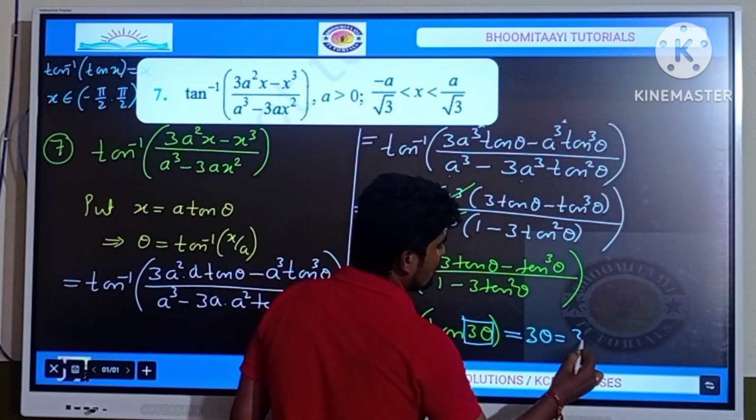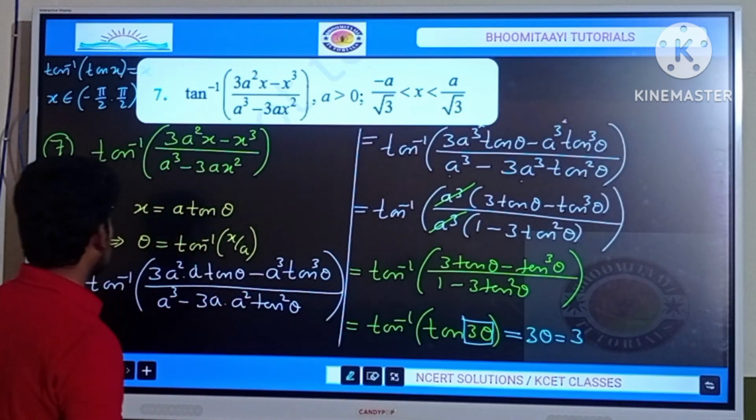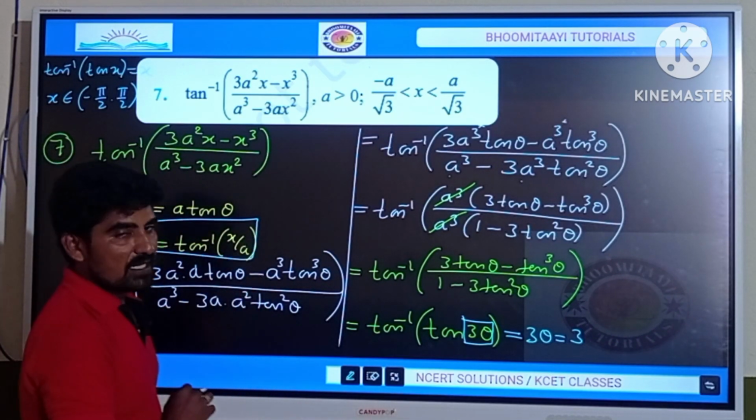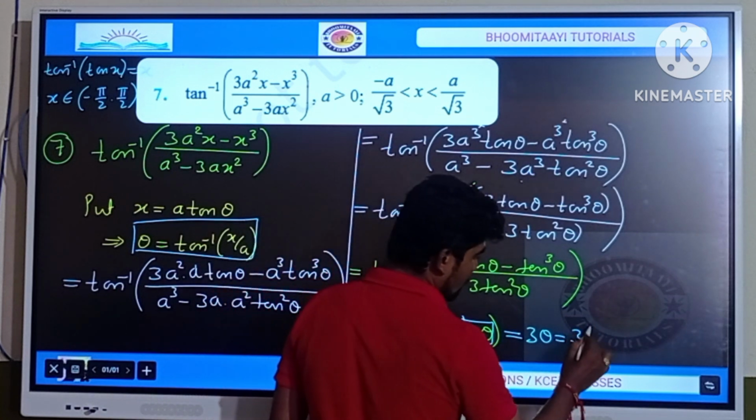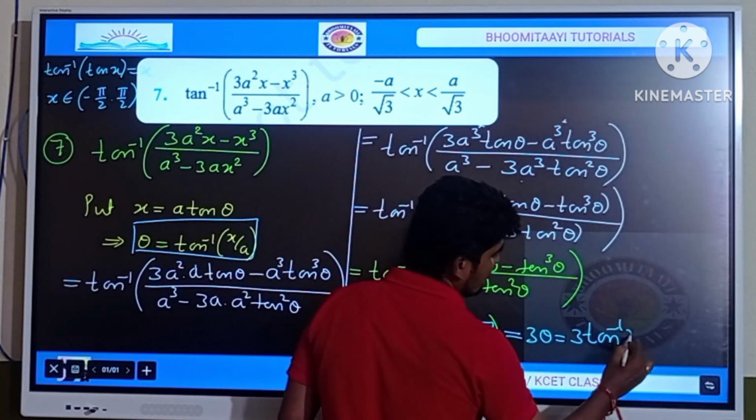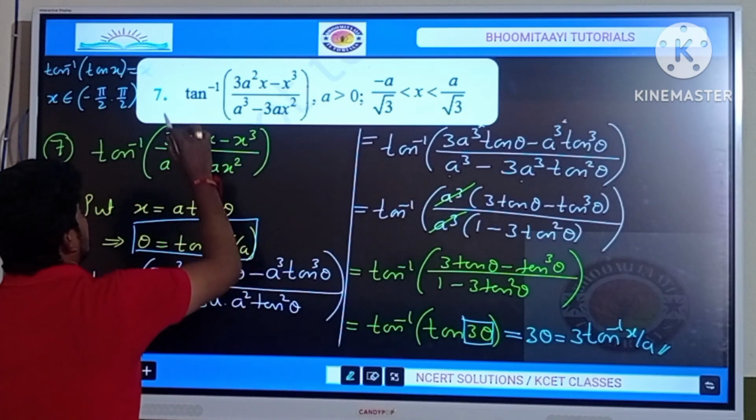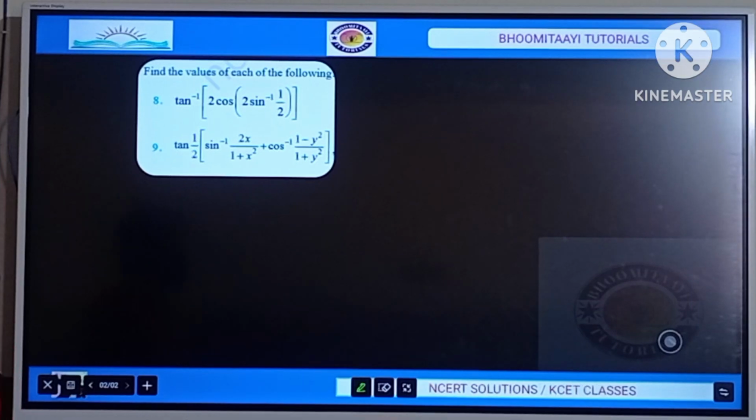So this is equal to 3 times theta, and in the substitution we know that theta is equal to tan inverse of x by a. So this is equal to 3 tan inverse x by a, and this is the simplest form of the given inverse trigonometric function.